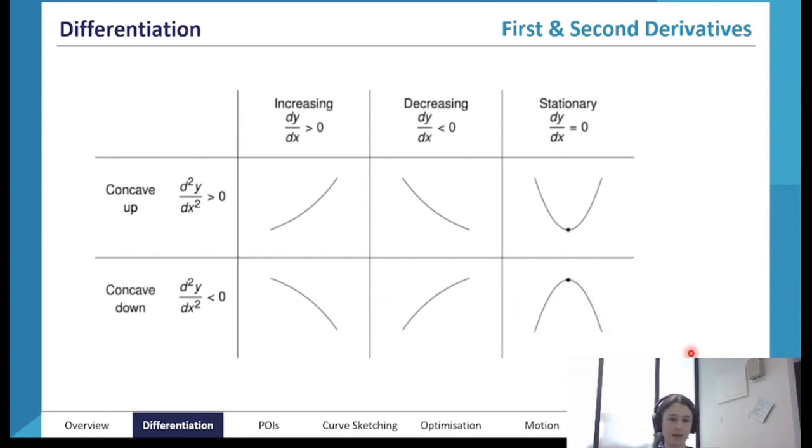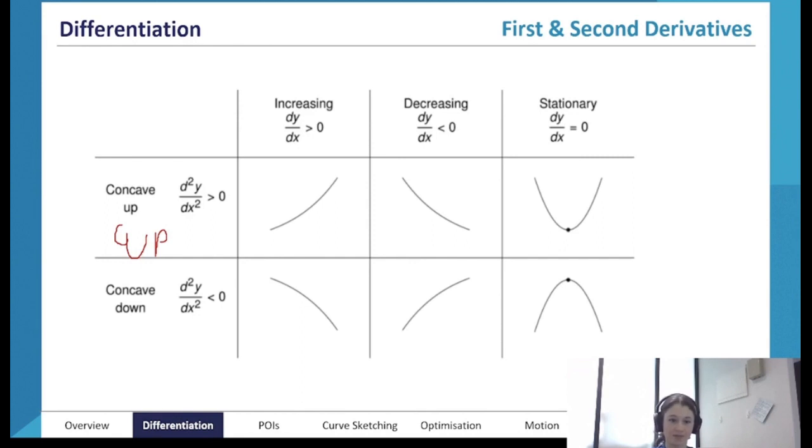An easy way to remember this, and this is how I remembered it in year 12, was that when we're talking about concave up, I just remember it as cup. That was terrible handwriting, I'm very sorry.